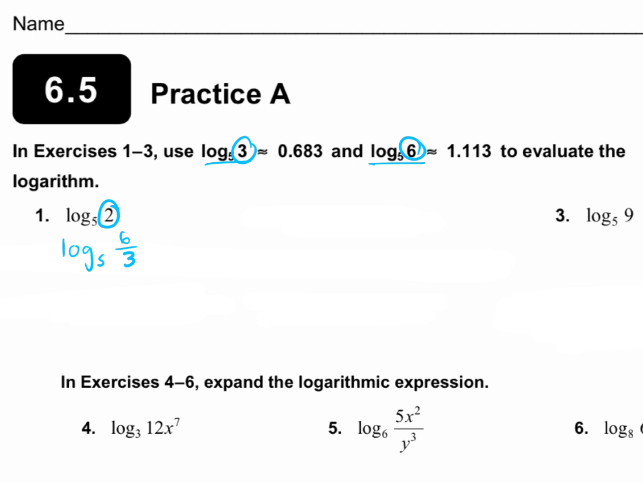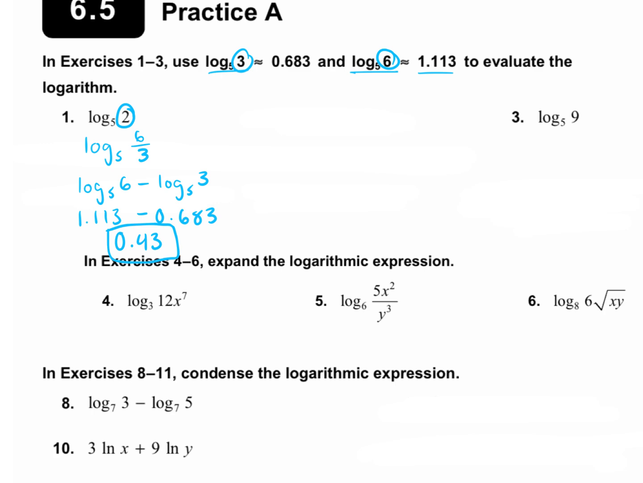Now if I'm expanding this, what goes with division? Subtraction. So this is log base 5 of 6 minus log base 5 of 3. We're going to use the numbers that it gives us. Log base 5 of 6 is 1.113 minus log base 5 of 3 is 0.683. So we just plug these into our calculator. That would be 0.43. So we get 0.43.